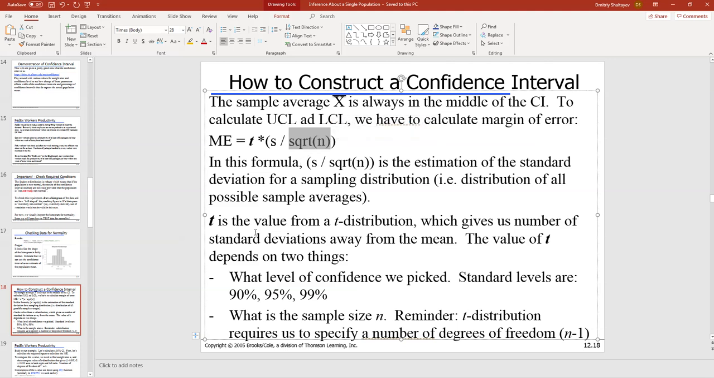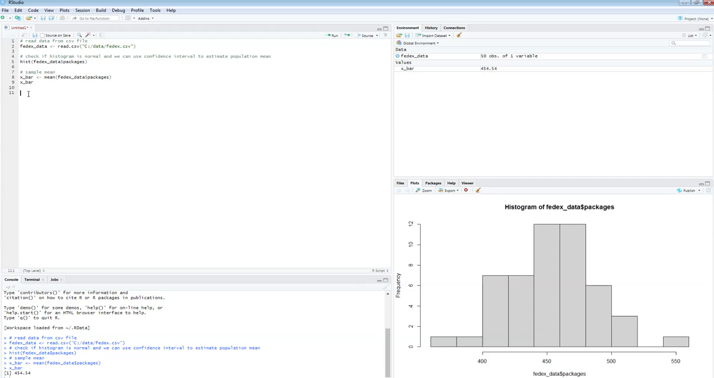Okay, well, let's get cracking. I'm going to bring back RStudio. So first things first, right? Let's calculate the sample standard deviation.